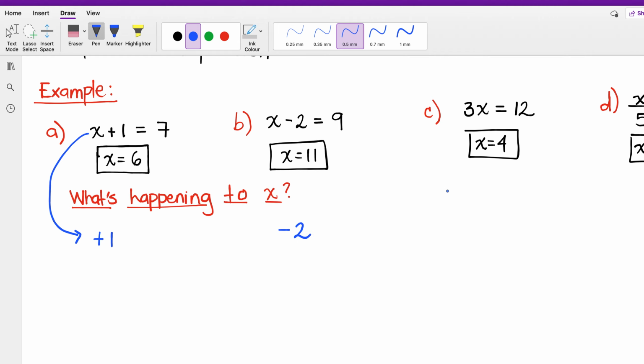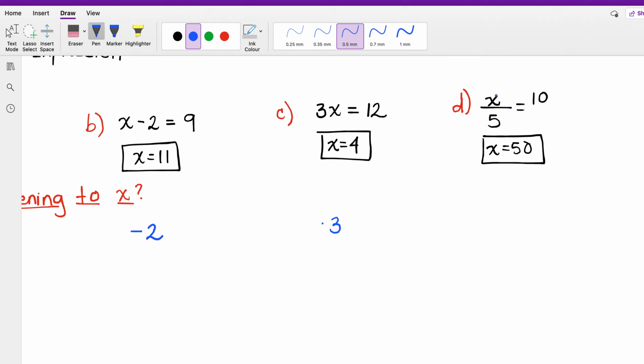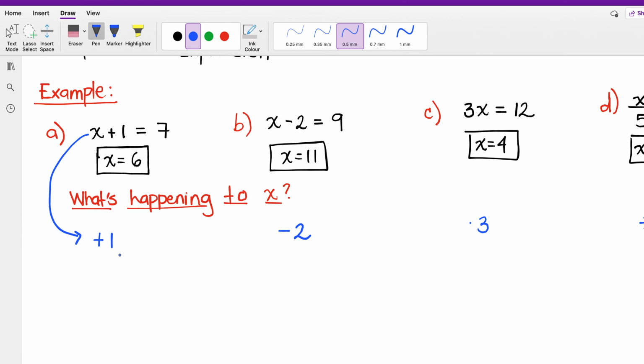Agree? Now what is happening here? What is happening to x? I am multiplying it by 3. Notice that I use the symbol of multiplication with a dot. I'm multiplying by 3. And what is happening to x here? I'm dividing it by 5.